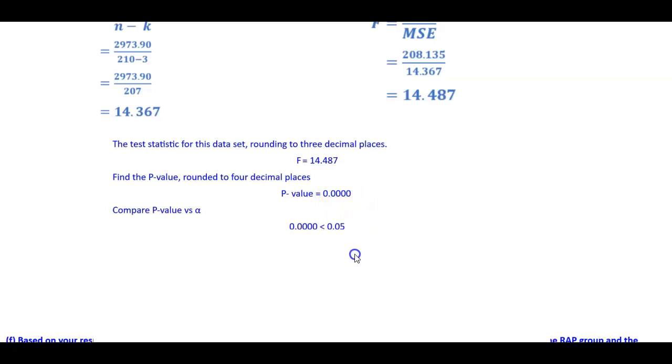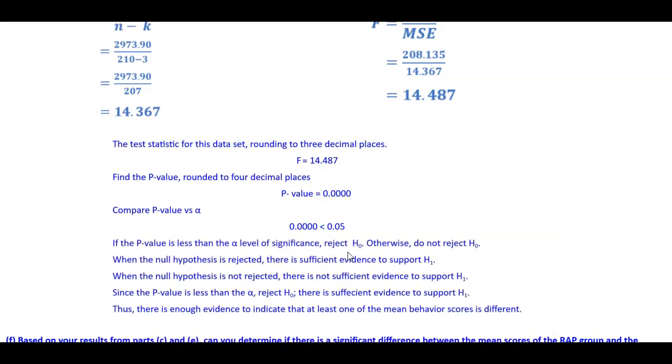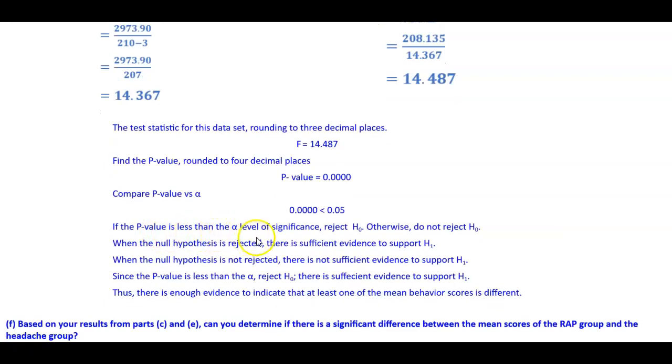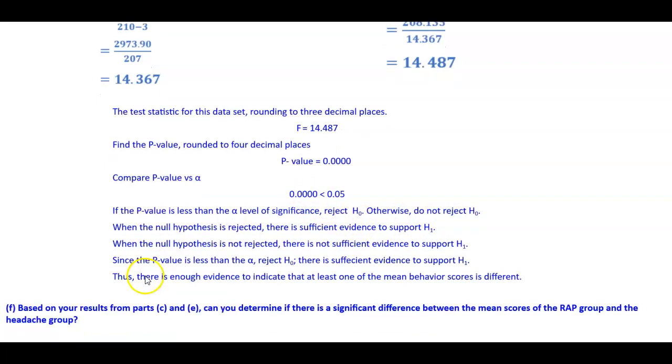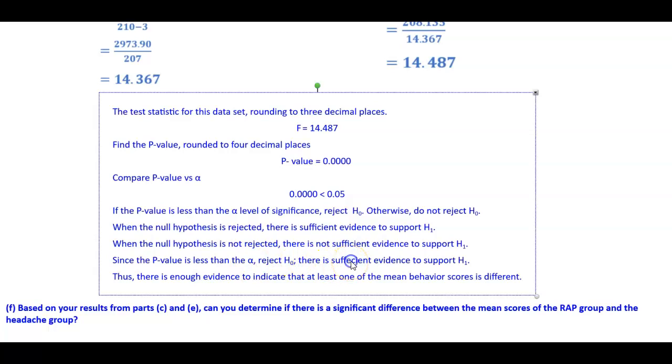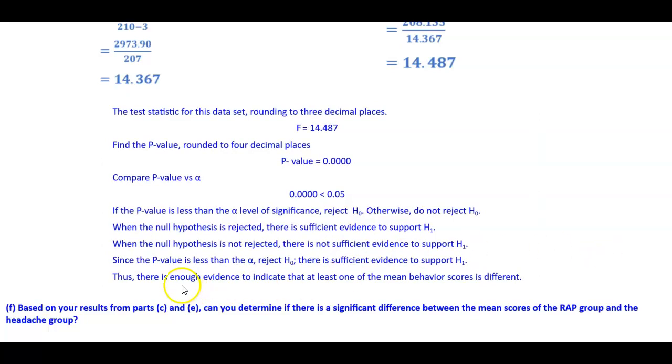0.0000. Now we want to compare the p-value to the significance level, so we can see that 0.000 is less than the significance level. If the p-value is less than the alpha level of significance, we reject the null. Otherwise, do not reject the null. So we know that we're going to reject the null. Coming down here at the bottom, since the p-value is less than alpha, there is sufficient evidence to support the alternative hypothesis. Therefore, there is enough evidence to indicate that at least one of the mean behavior scores is different.